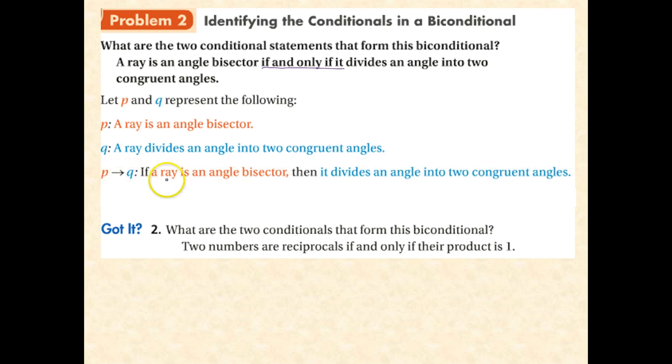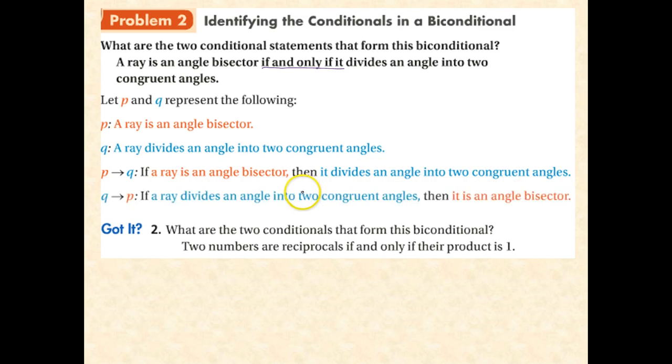P implies Q would be, if a ray is an angle bisector, then it divides an angle into two congruent angles. Q implies P would be, if a ray divides an angle into two congruent angles, then it's an angle bisector. So here's the biconditional. See if you can figure out the two conditionals that form it.